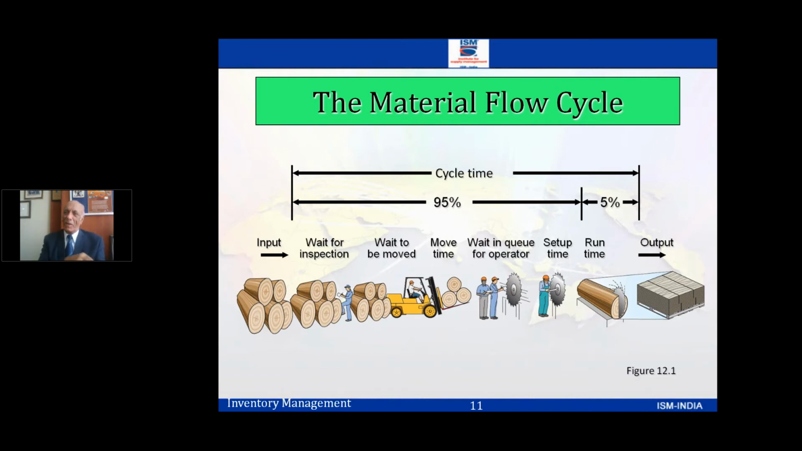One machine has made the parts. Items are piling up, occupying space before they go to the next one. How do we balance the machine flow? That's also important.